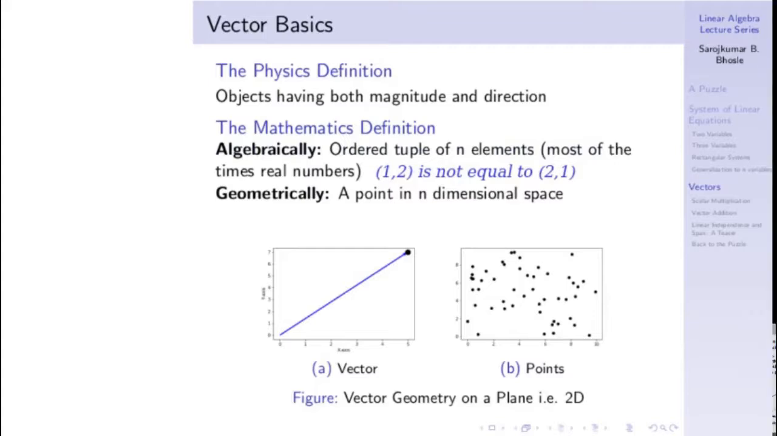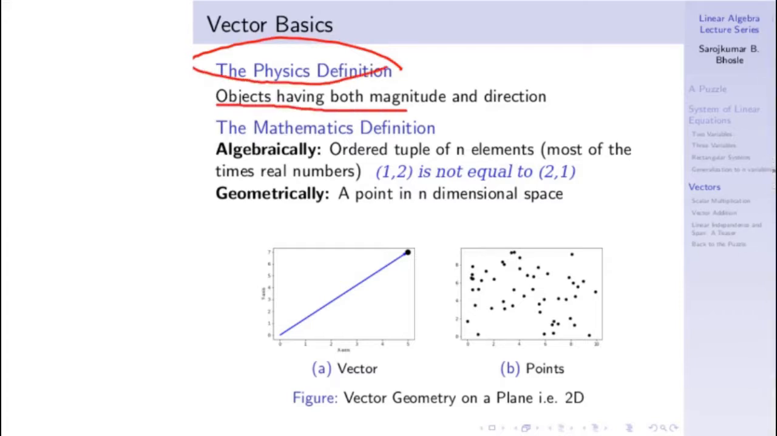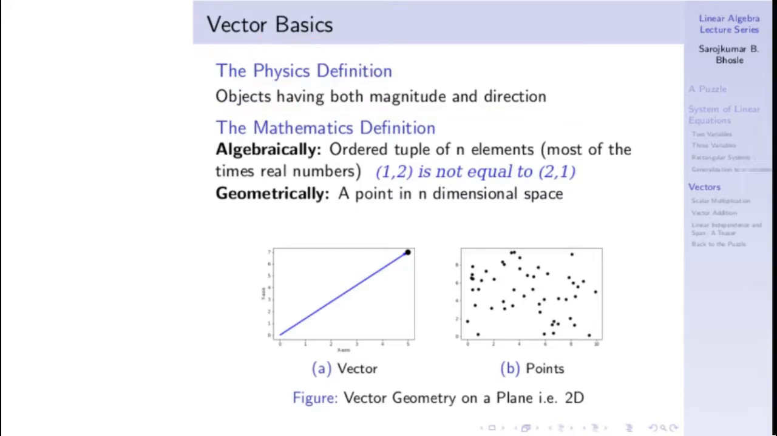Now coming to the basics of vectors. You would have studied vectors in your high school. Physics says that a vector is any object with magnitude and direction. This definition as far as physics is concerned is right, but in mathematics we define vectors in a little different way, although they both mean the same thing.